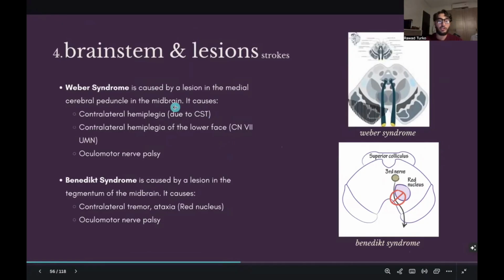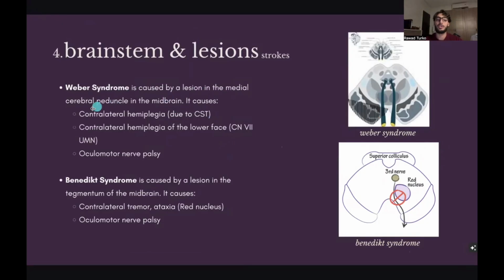So Weber syndrome is caused by a lesion in the medial cerebral peduncle in the midbrain. And again, we said the cerebral peduncle carries all of the corticospinal and corticonuclear fibers. So you have contralateral hemiplegia of the lower face. Again, because this is an upper motor neuron lesion, these are corticonuclear tracts, and an oculomotor nerve palsy. Okay, but that's because the oculomotor nerve is coming out of the midbrain.